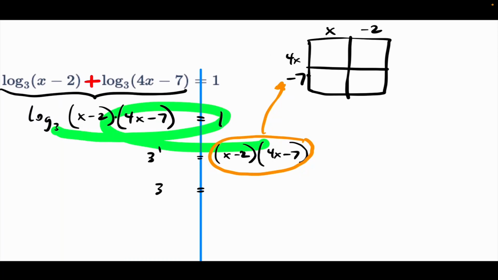Okay, multiplication. 4x times x is 4x to the second power. 4x times negative 2 is negative 8x. Negative 7 times x is negative 7x. Negative 7 times negative 2 is positive 14. Combine like terms. Add those together, and I get negative 15x.